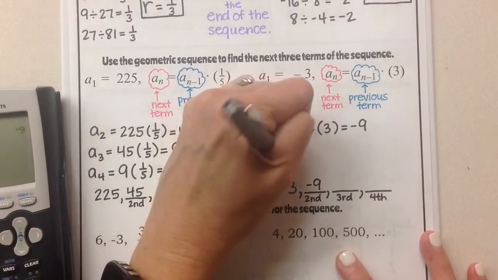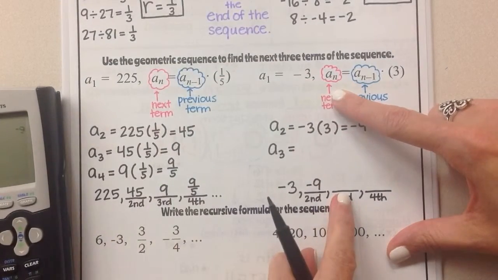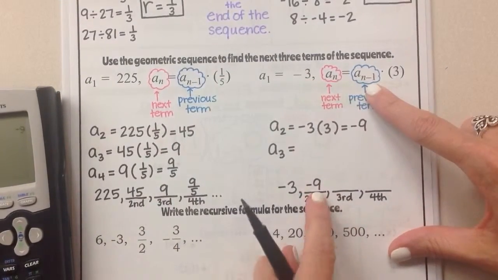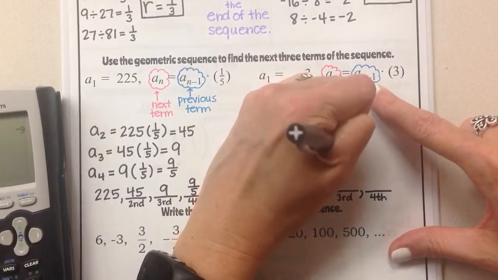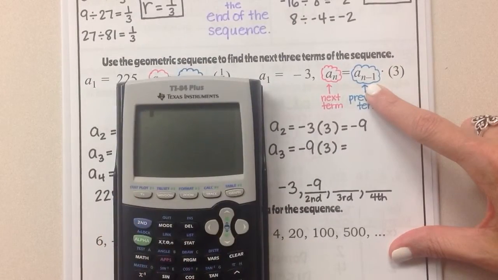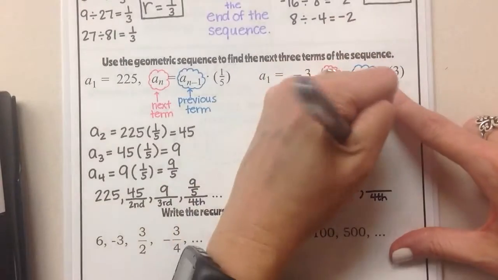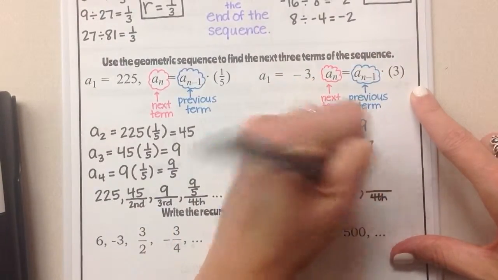And now I want to find the third term, which is a sub 3, which tells me if I want to find the next term, I have to use the previous term, which is -9, and I have to multiply by 3. So now I'm going to use my calculator. I'm going to say -9 times 3 is -27. So my third term is -27 in my sequence.